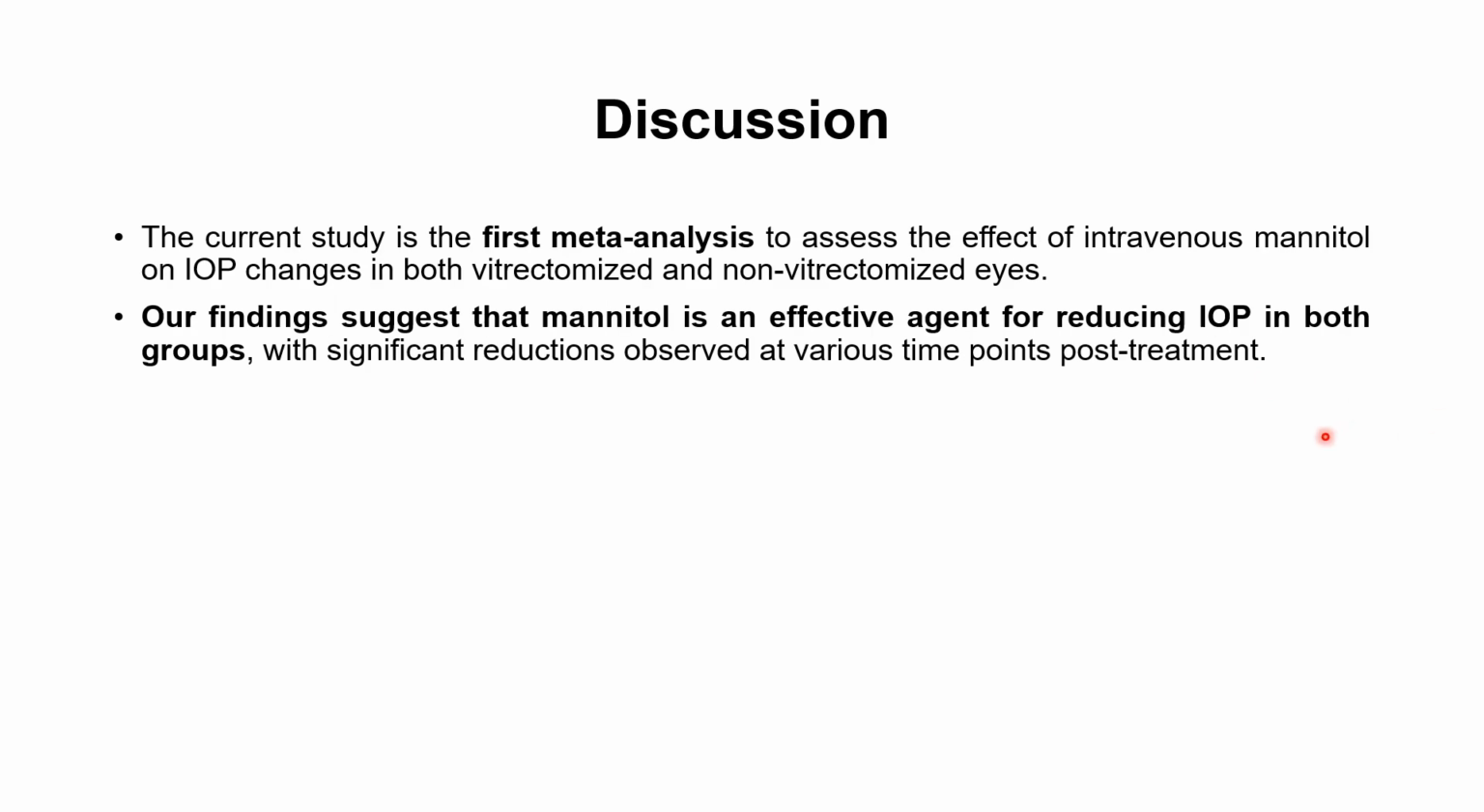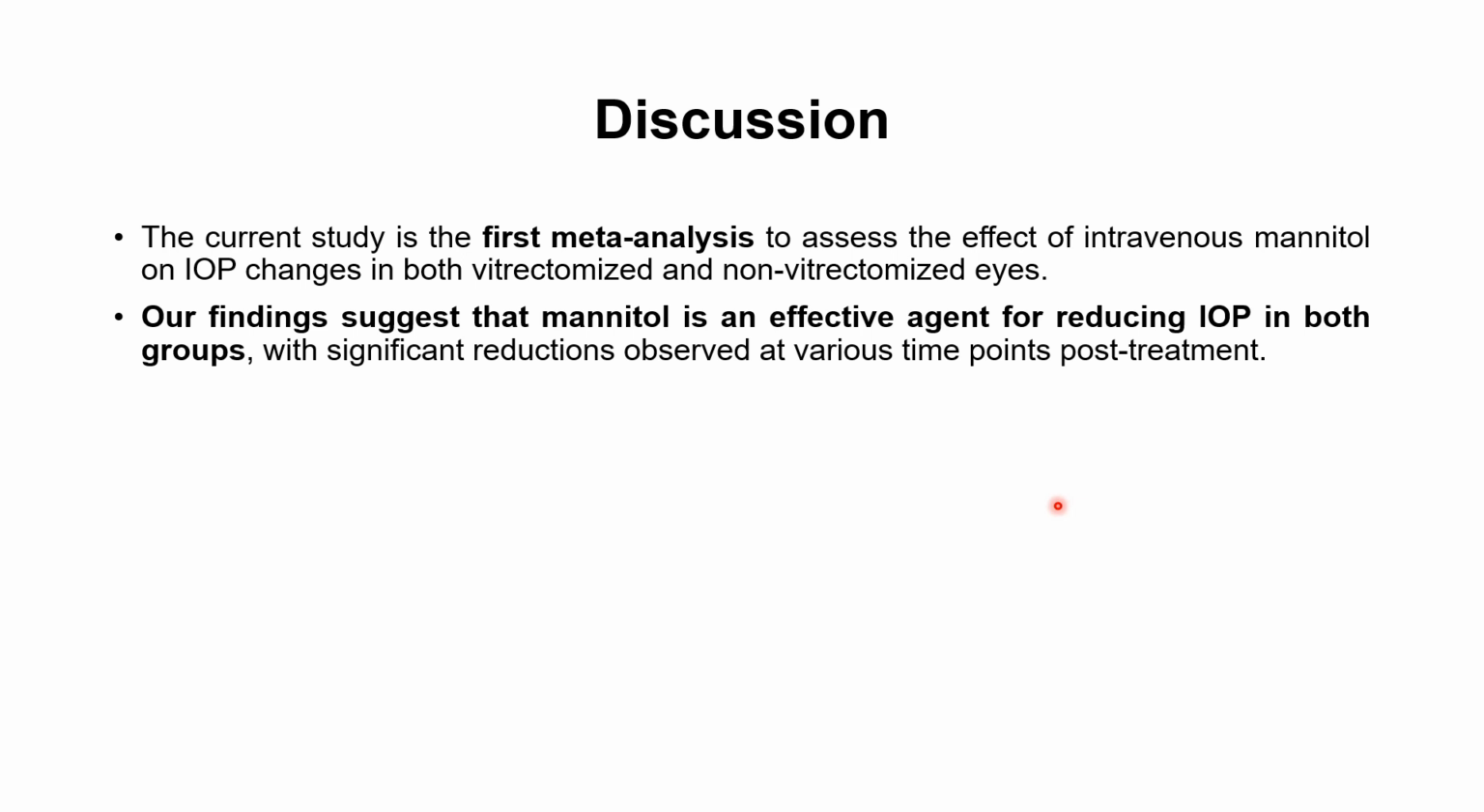So the discussion. This was the first meta-analysis that compared the effect of IV mannitol in both vitrectomized and non-vitrectomized eyes, and our findings suggest that mannitol is an effective agent for reducing IOP in both groups. The main takeaway is that you can give mannitol in vitrectomized eyes, against the common belief among ophthalmologists or eye surgeons that mannitol doesn't work in vitrectomized eyes because there is no vitreous to shrink or dehydrate.